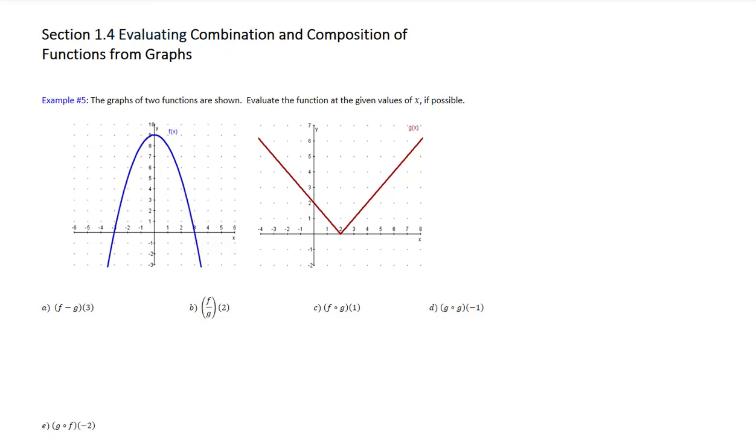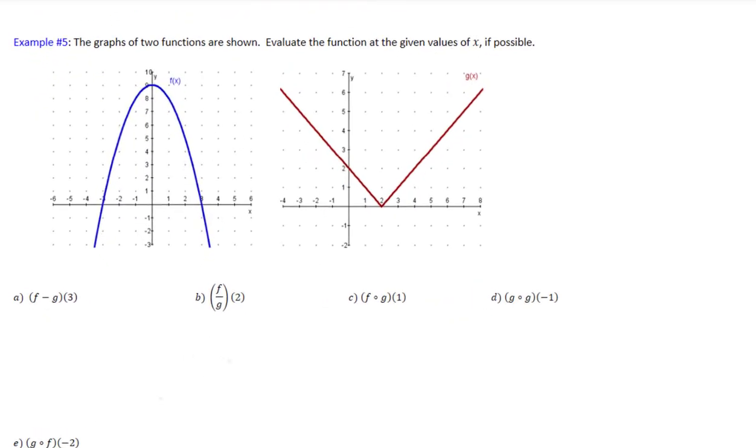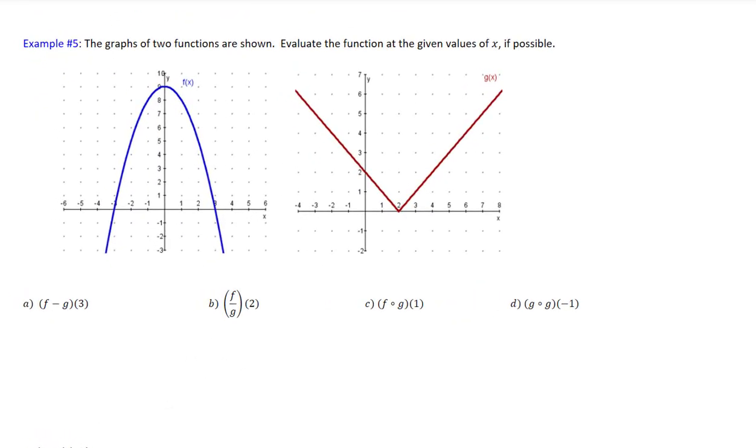Welcome to a video on evaluating the combination and composition of functions from graphs. In this example, we are given two functions, f of x sketched in blue and g of x sketched in red. To evaluate f minus g at the number 3, we start with its definition, which is f of 3 minus g of 3. And so we would evaluate each piece individually.